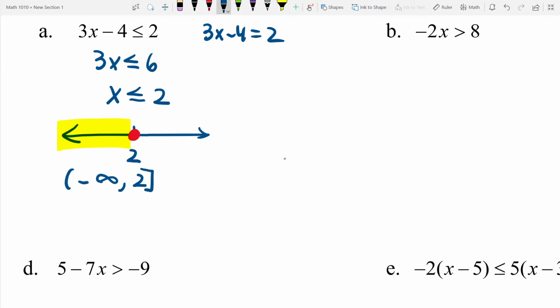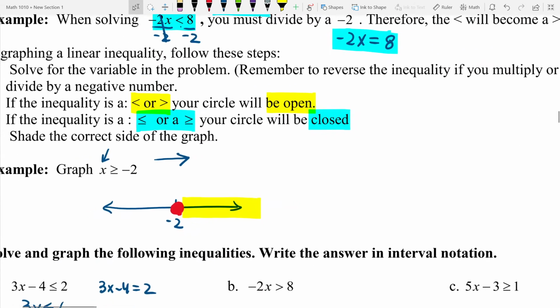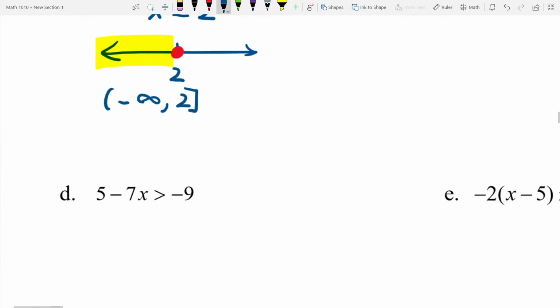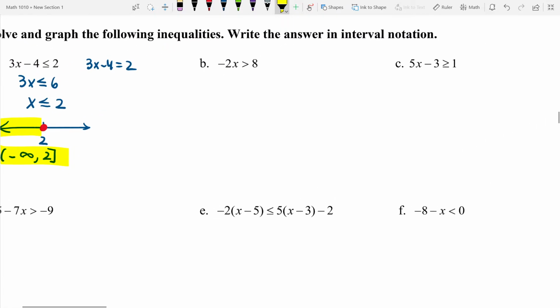Why is it a bracket? Because it's a solid circle. So if it's a solid circle, then I want you to put a bracket, and if it's not, then I want you to do a parenthesis. So we've got an equal sign, therefore it touches the 2, there's my answer, and I'm done. Okay, let's do the next one.